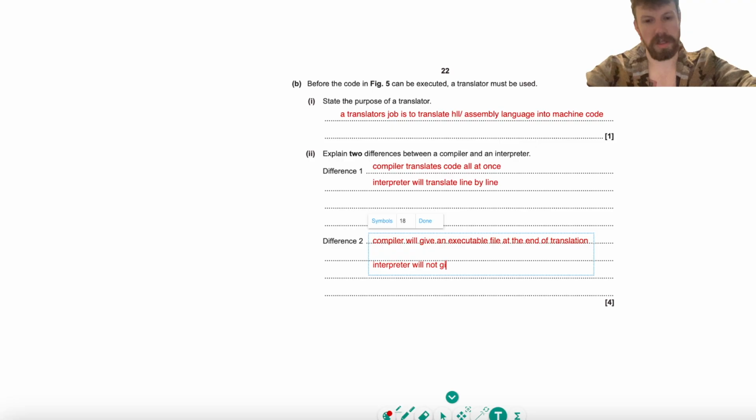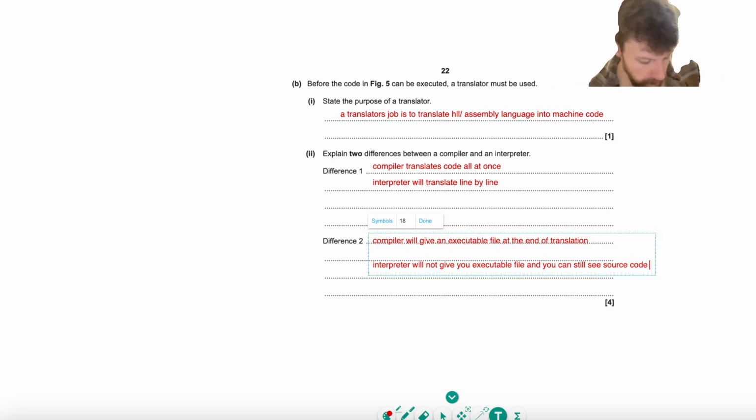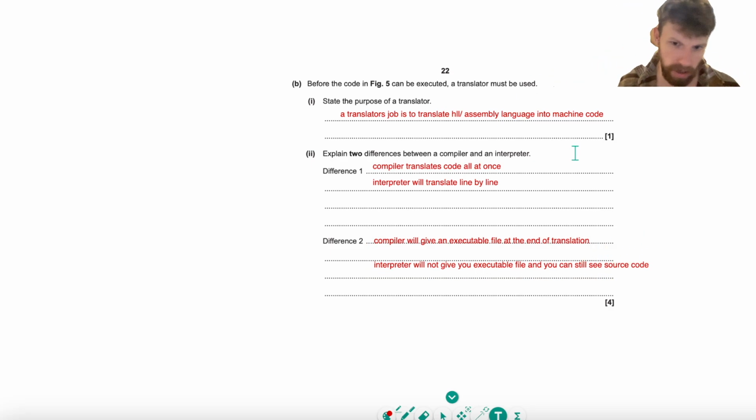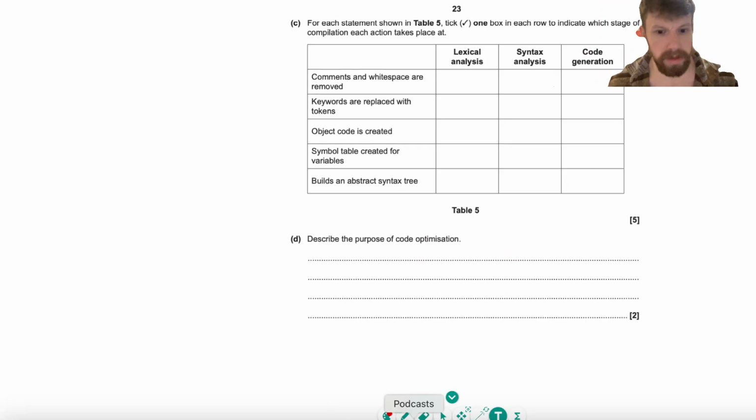An interpreter will not give you an executable, and you can still see the source code. One of the things with compilers is that you can't see the source code after you've compiled it, which is why computer games companies will always give you the executable file, which is what you buy when you've got the software in there.